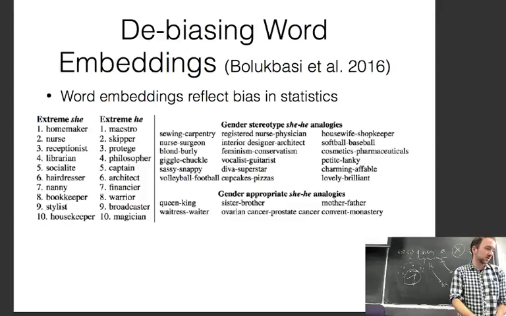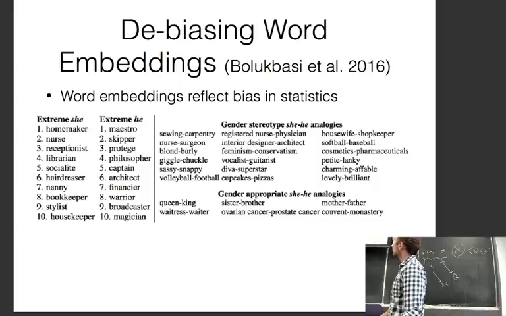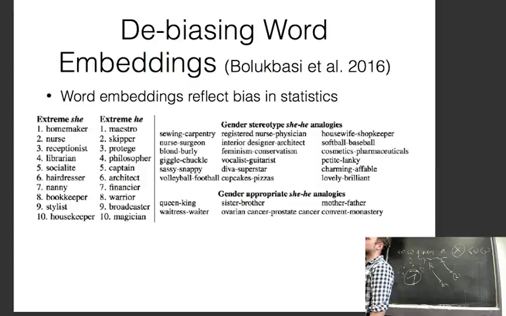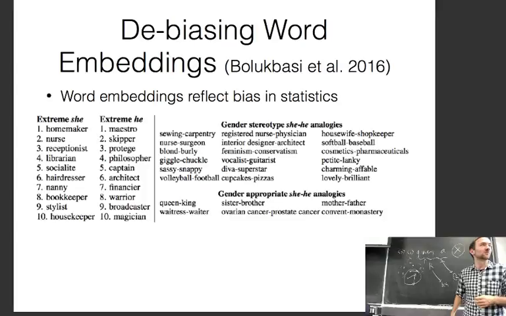And so what they did here was they come up with things that are undisputably gender appropriate. So brother and sister are the words that you use for male and female siblings, queen and king, waitress, waiter, etc. And these things are used to learn the gender dimension, and then the other things.